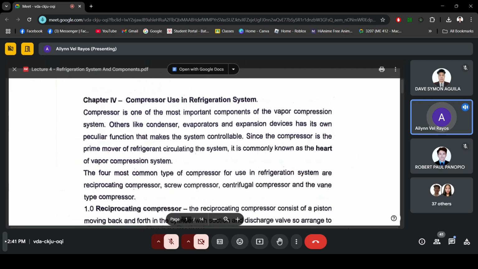So sa actual, you have to also consider then the pressure drop in each of the components, like in the evaporator and condenser. So before pala we move on to this topic, I will also show another video, just medyo mas mahaba dun sa una. So this is a slight introduction of the compressor.